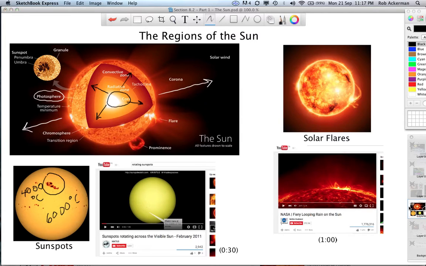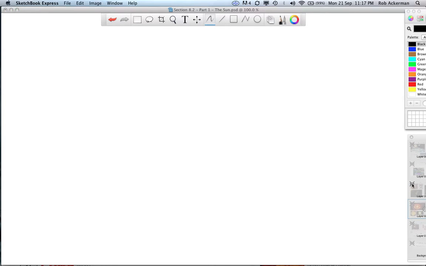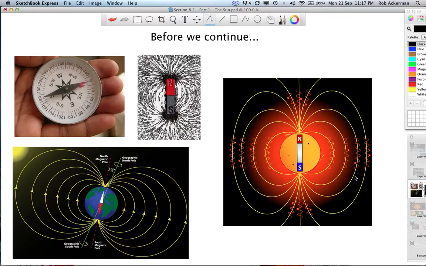Well, as it turns out, the sun and the Earth have something in common, and if I ask you to think about what this is, you might begin to figure out what they have in common. Of course, you all know this is a compass. It's used for navigating on the surface of the Earth, or in an airplane or on a boat.